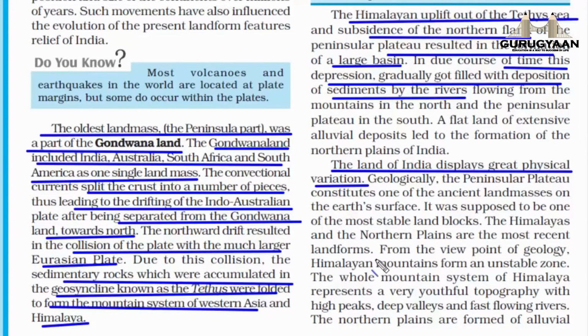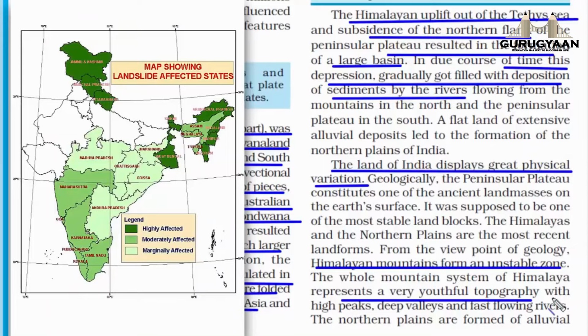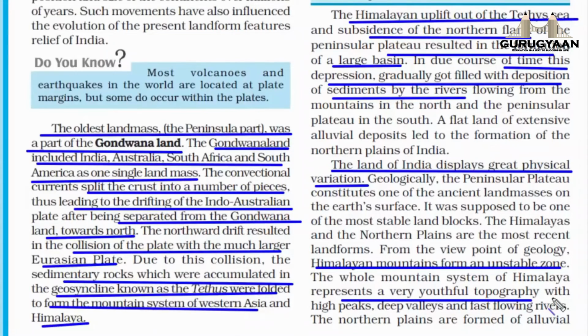And another thing is that these Himalayas and the northern plains are the most recent landforms. Hence, they are also a very high risk zone when it comes to earthquakes, because the land is not stable. Unlike the Peninsula region, which is a complete land block that broke from the Gondwana land.